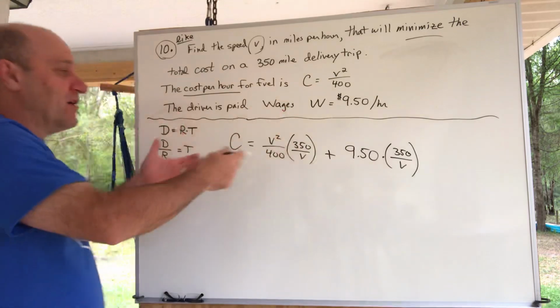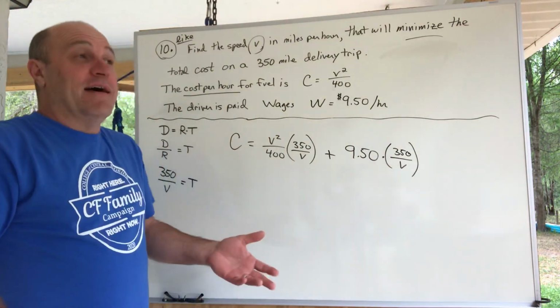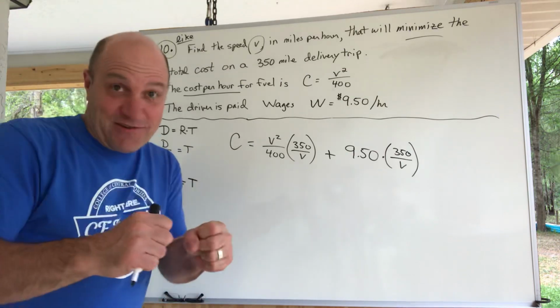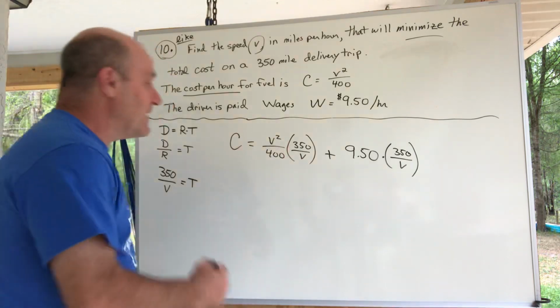We have developed a cost equation, and you know how to minimize cost. You take the derivative, set it equal to 0, find the critical number. That critical number is probably the minimum. I can help you. Let's do it.